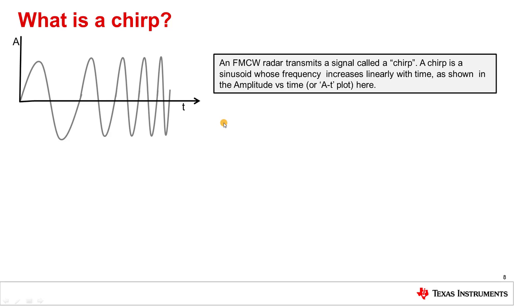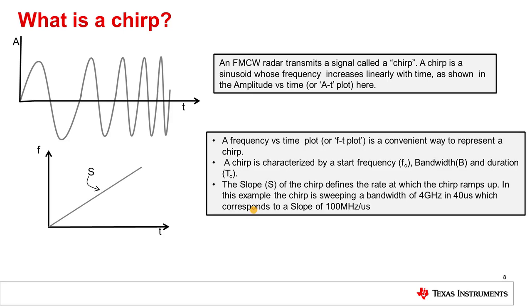Now if the same chirp were represented in a frequency versus time plot or FT plot, how would it look? Remember that the frequency of the chirp increases linearly with time, linear being the operative word. So in the FT plot, the chirp would be a straight line with a certain slope S. And just to put in some typical numbers, this figure, for example, could represent a chirp which starts at a frequency Fc of 77 GHz, spans a bandwidth B of 4 GHz, thus ending up at a frequency of 81 GHz.